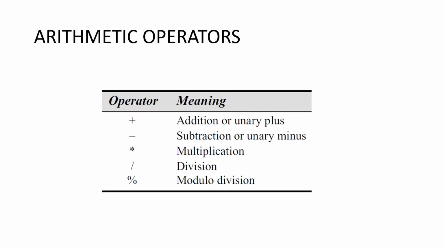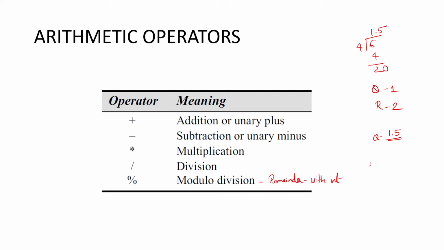Arithmetic operators. The commonly used arithmetic operators are plus for addition, minus for subtraction, star for multiplication, slash for division, and percentage, that is modulo division. This is used to get the remainder in division, and it is commonly used with integer data. When we divide 6 by 4, the quotient is 1 and the remainder is 2. But if we continue the division after putting a decimal point, the quotient is 1.5. So it depends on the data type.